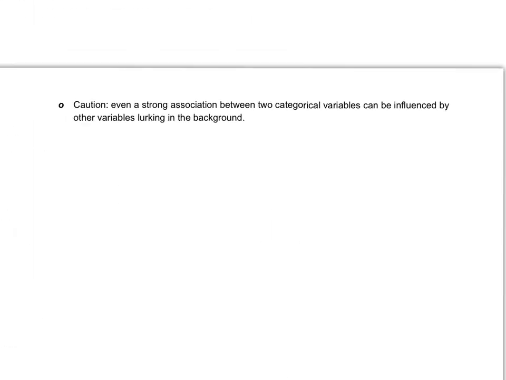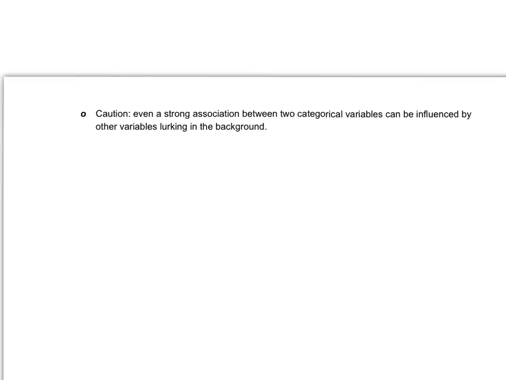And then finally, even a strong association between two categorical variables can be influenced by other variables that happen to be hiding out or lurking in the background. So make sure that when you see a strong association, you understand that it just means that there is the potential that they're very closely related to each other. We can't prove that they actually are with the information in front of us.